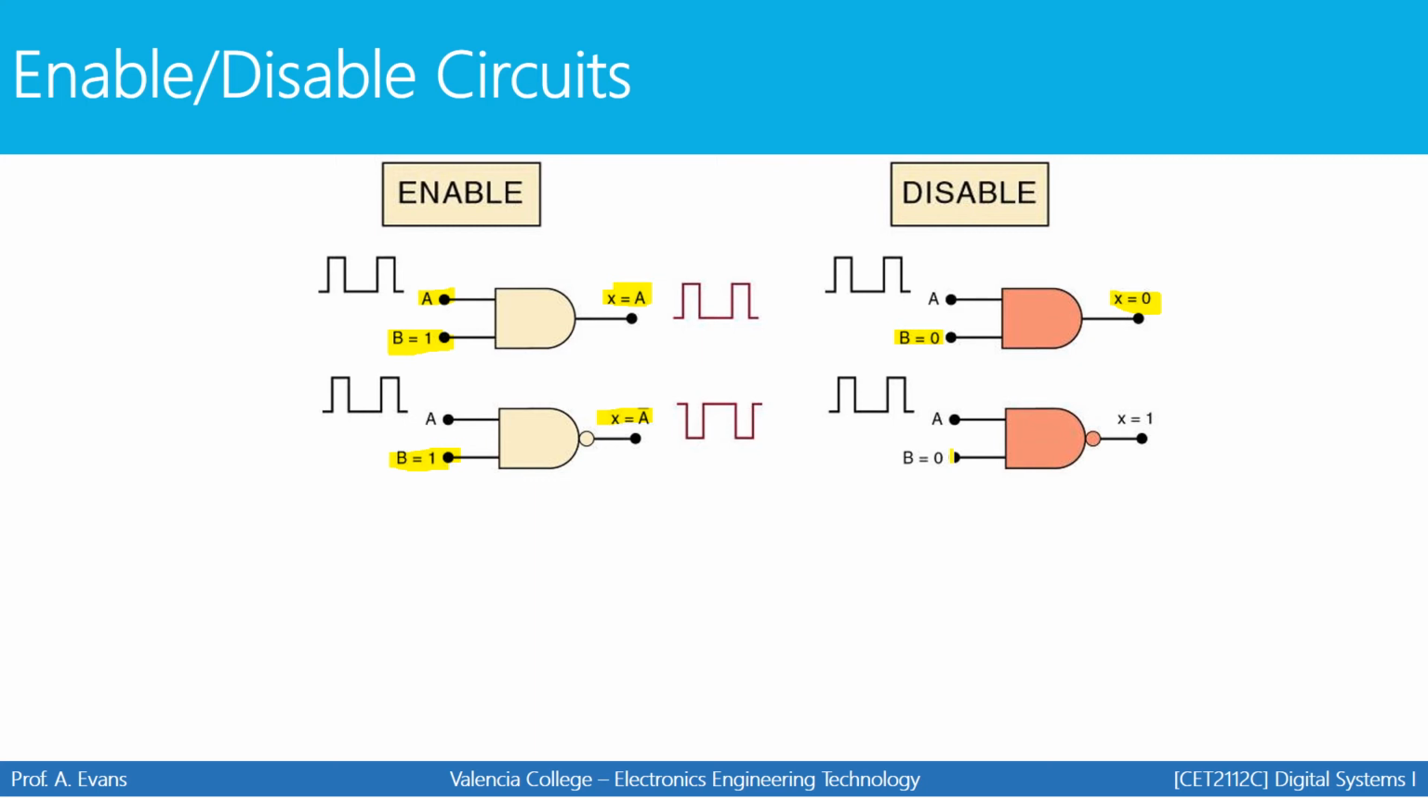However, if you take a NAND gate and you tie that second input B to 0, it doesn't really matter what A is going to be. If one input to a NAND gate is low, the output is always going to be high. So even though the output is high, we still say this is disabled because the output never changes. I'm sending in a signal and I'm getting a constant output out.